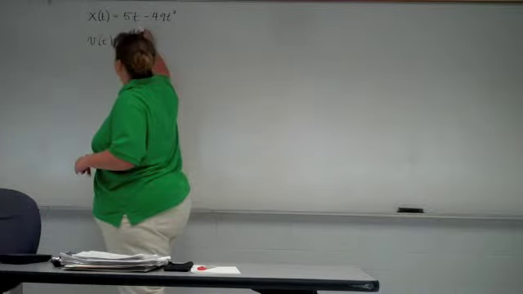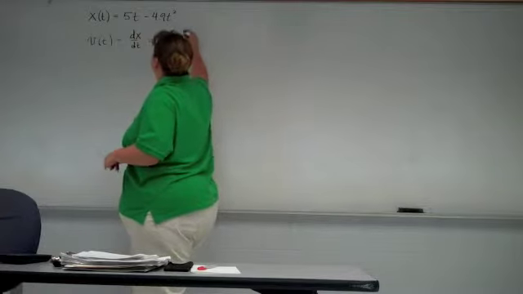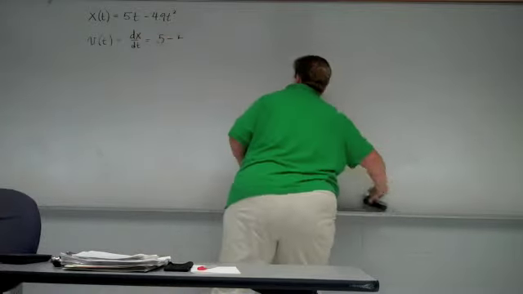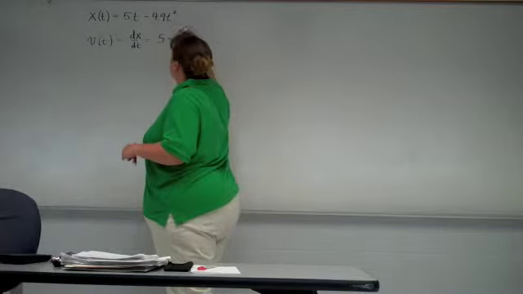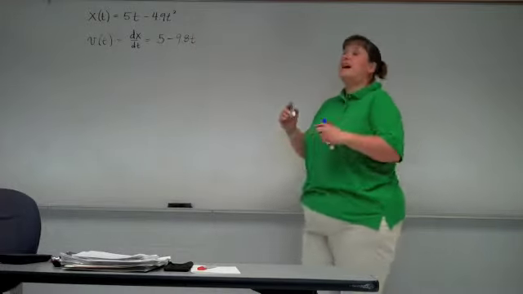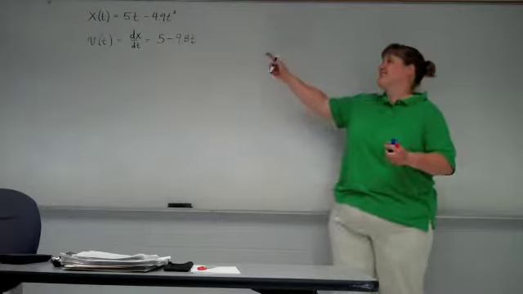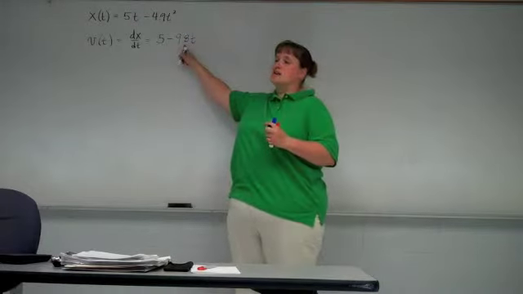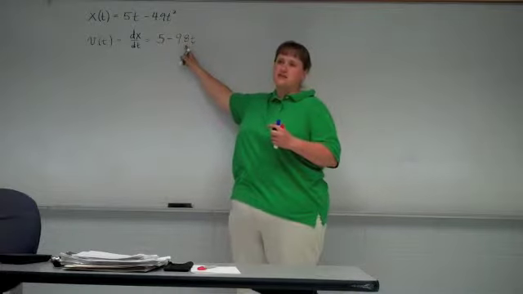5 minus 9.8t. Yes, so the derivative, we get 5 minus 9.8t. The 5 still has units of meters per second. This term here, it's now 9.8, but it came from the 4.9, so it still has units of meters per second squared. The units stay with it.